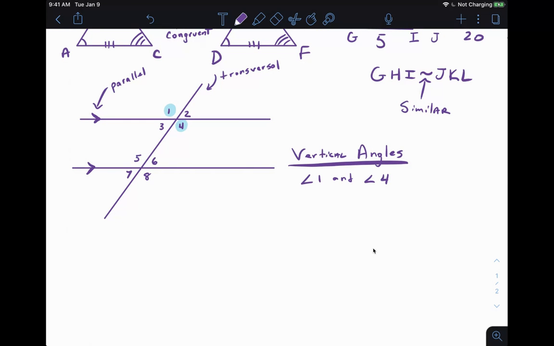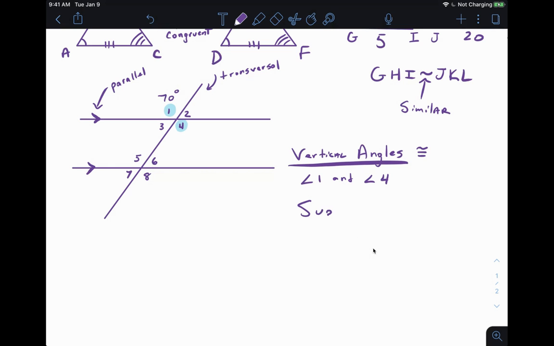So what's special about vertical angles is that vertical angles are congruent to one another. Not that we ever see a problem this easy, but maybe something we could use. If I know angle 1 is 70 degrees, I know angle 4 is also 70 degrees. So vertical angles are always going to be congruent to one another. Now let's run with that 70. Let's keep that 70 kind of in play here.